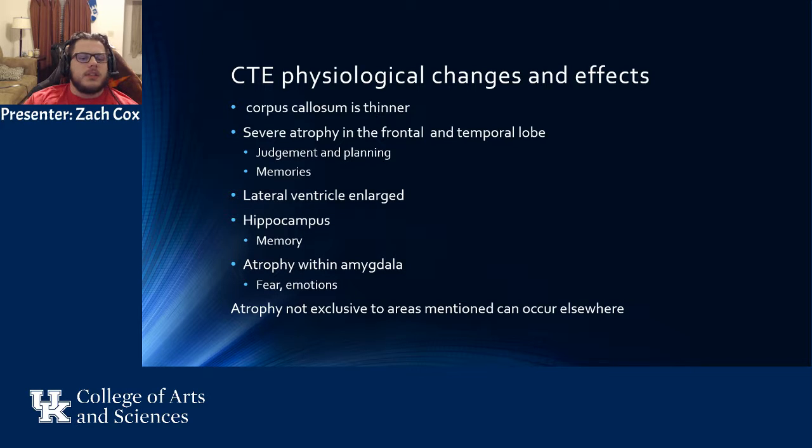So when you have CTE, you're going to experience a lot of physiological changes. So refer back to the image. The corpus callosum is a lot thinner. You're going to have a lot of atrophy in the frontal and temporal lobe, and so that's going to affect your ability to remember and to judge and plan.